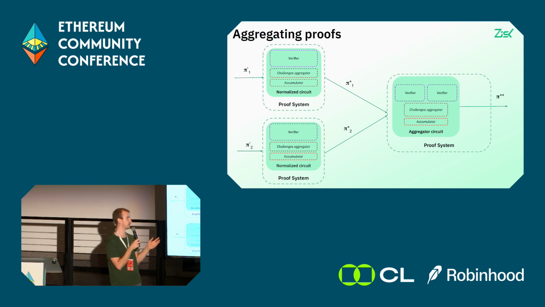So there's one important thing to notice here. Here you have two normalized circuits that are processed by an aggregator circuit. But if you think about it, on the second iteration, you will need to aggregate two aggregator circuits into a new one.